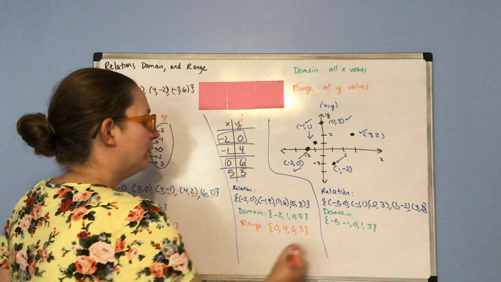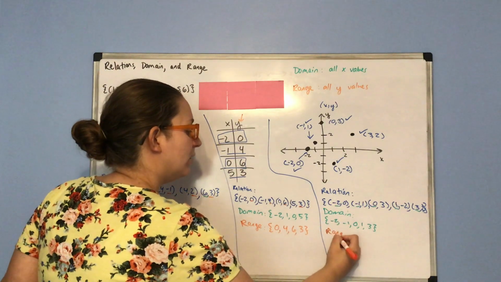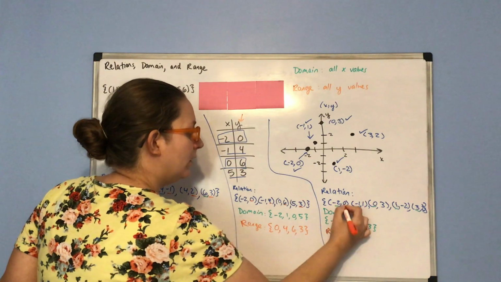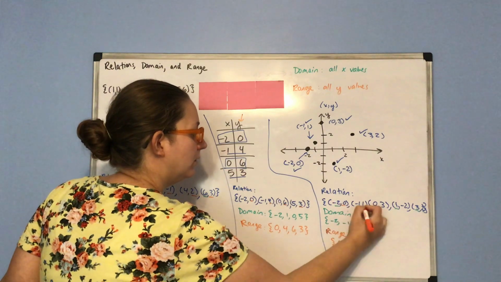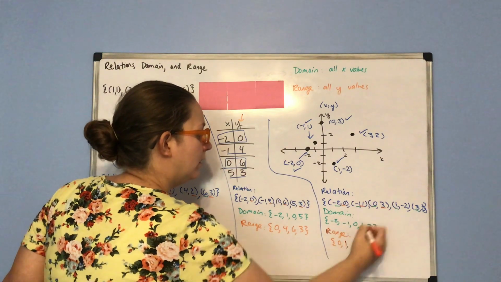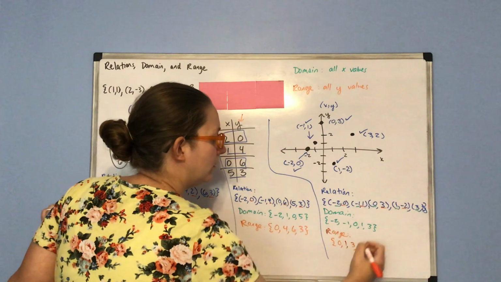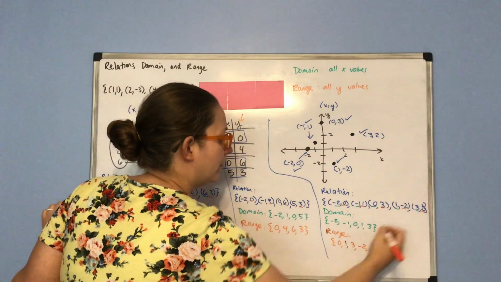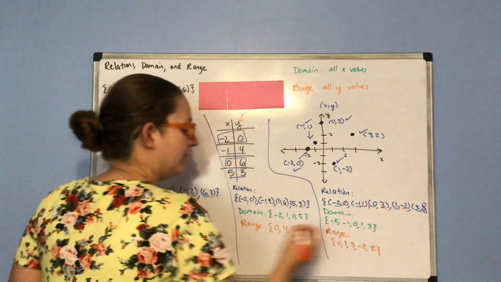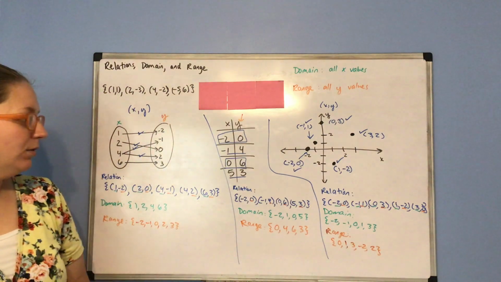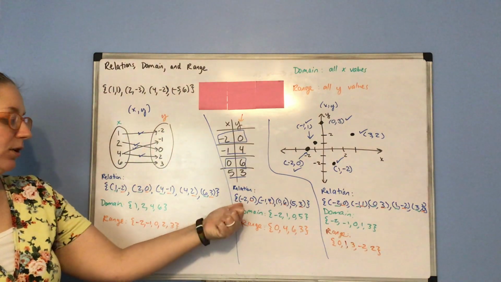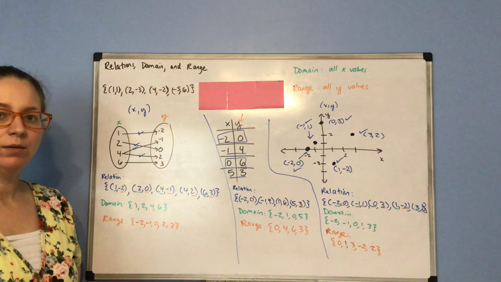And then range, remember range is your y values. So look at your y coordinates this time. We have 0, 1, 3, -2, +2. So that is all you need to do to write your relations as a list of ordered pairs, to find your domain and find your range.